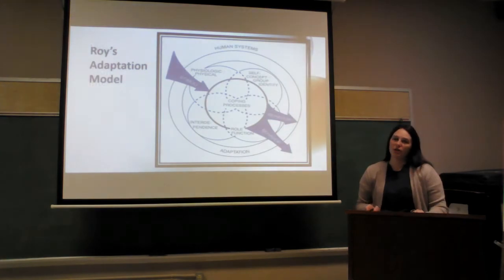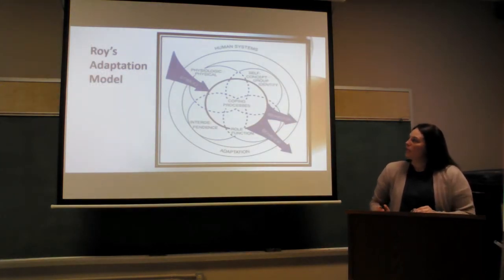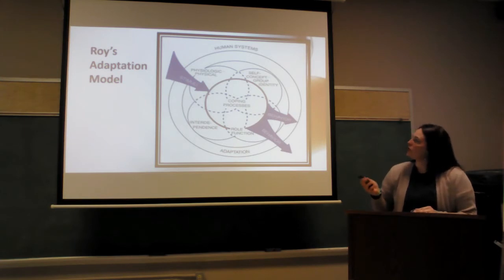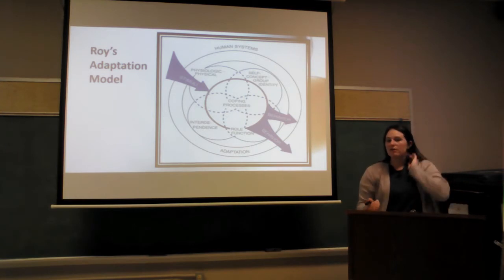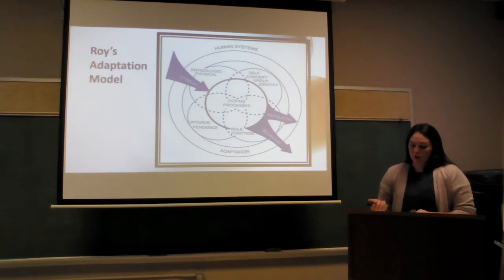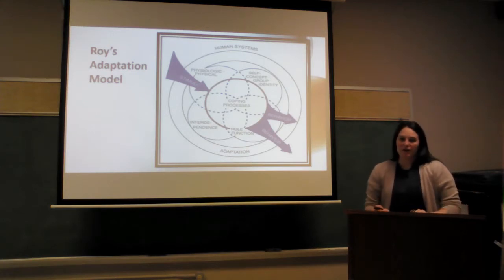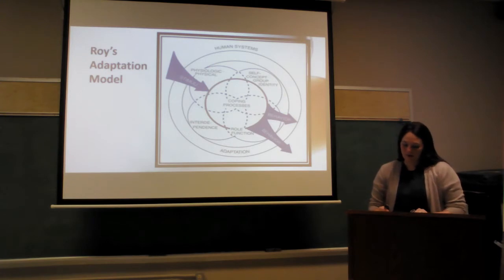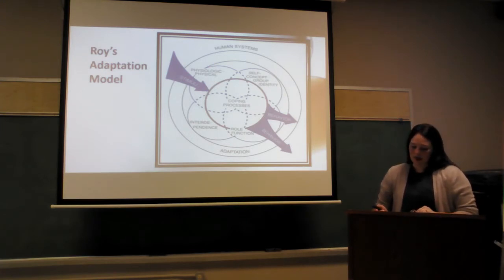So let's take a closer look at the actual model. Roy's adaptation model, this is a great visual of it. First, you're going to look at the stimuli. So what's actually affecting the patient or the situation? Roy's adaptation model was derived from a combination of Helson's adaptation theory and Rapoport's definition of system. The model was further developed with concepts from several other theorists. Roy's adaptation model focuses on adaptation of the person, whereby the person, health, nursing, and the environment are all interrelated.